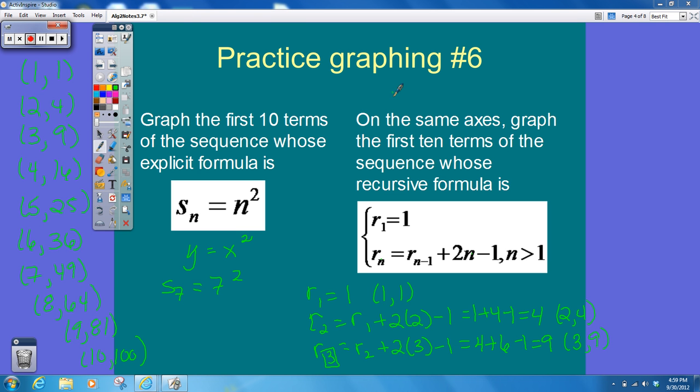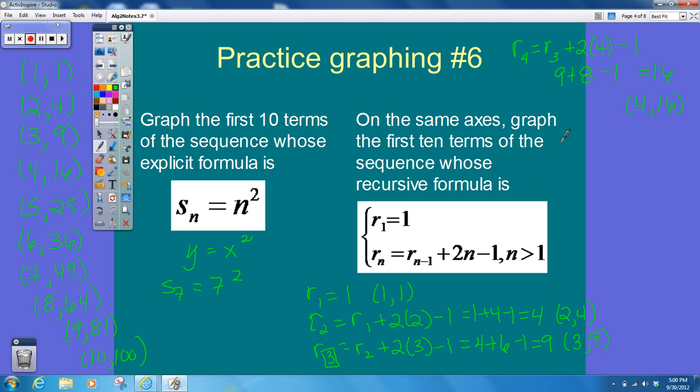Okay. Let's continue. r sub 4. r sub 4 equals r sub 3 plus 2 times n. n was 4 here. Minus 1. What was the value of r sub 3? The value of r sub 3 was 9. 9 plus 8 minus 1 is 16. The ordered pair would be 4, 16.